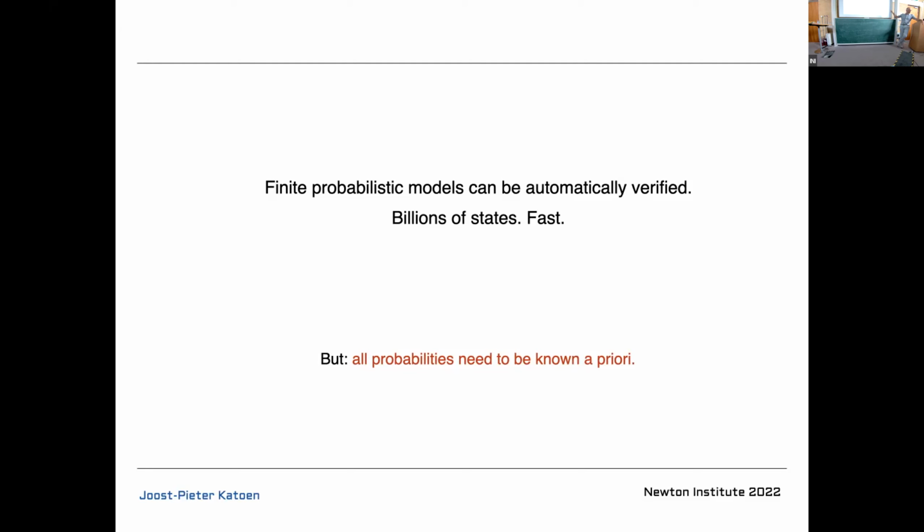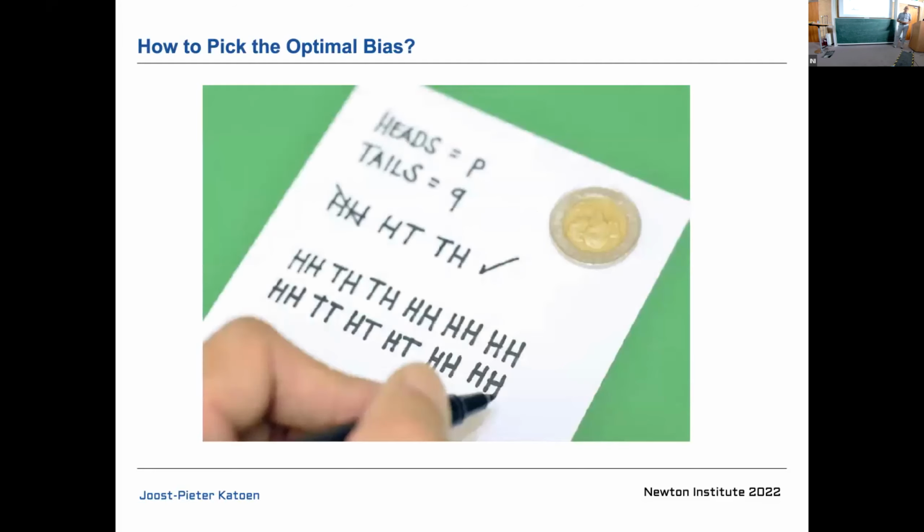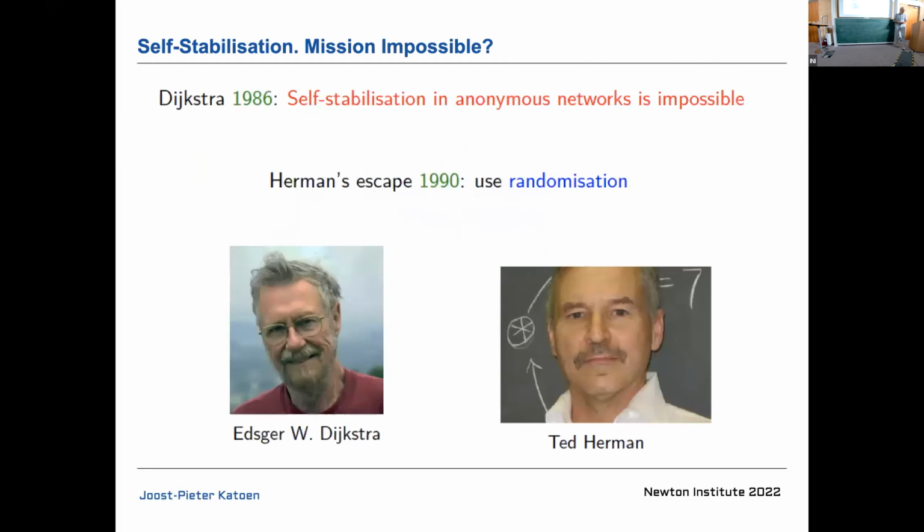In your model, you need to know that every transition has probability a half, a quarter, and so on. And that's something that is not always very useful. I'm going to motivate this by what I call how to pick the optimal bias. We're going to look at self-stabilization of a distributed system.